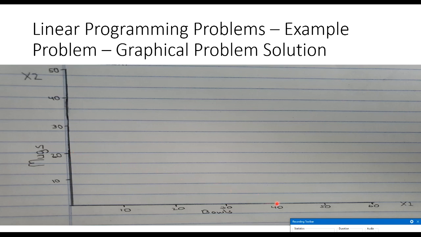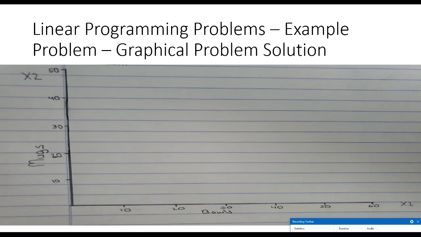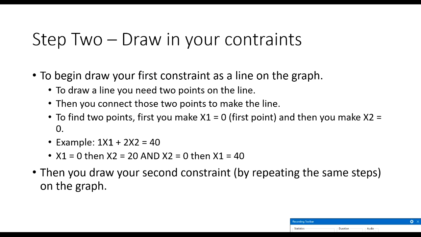And this line, because constraint number 1 is labor available, this line represents all production choices where labor is fully used. This line that goes from 0, 20 to 40, 0 is all of the production choices where we're using 100% of our labor. We then repeat that step for the second constraint.